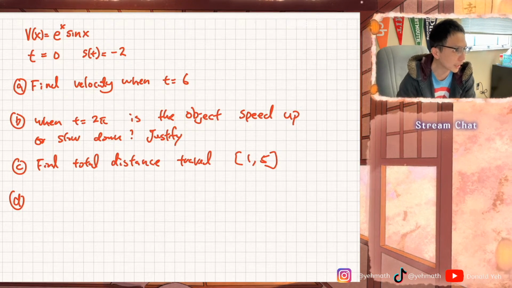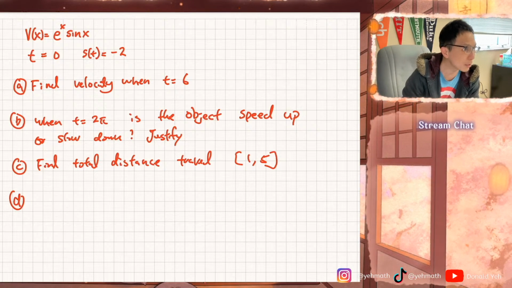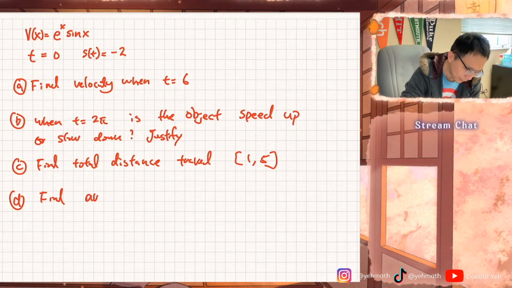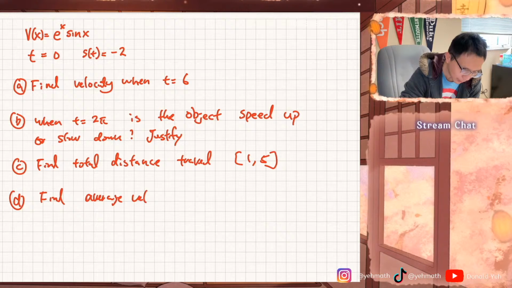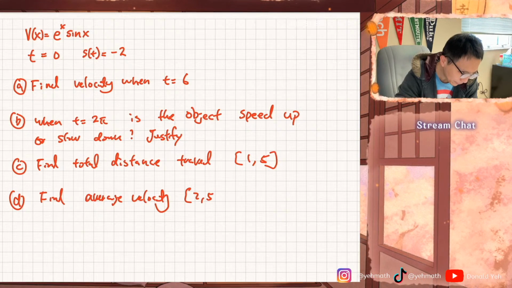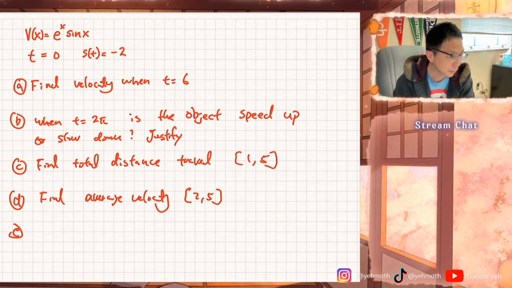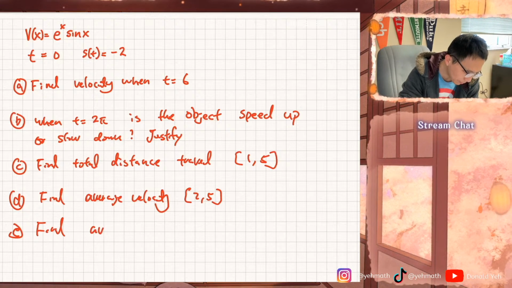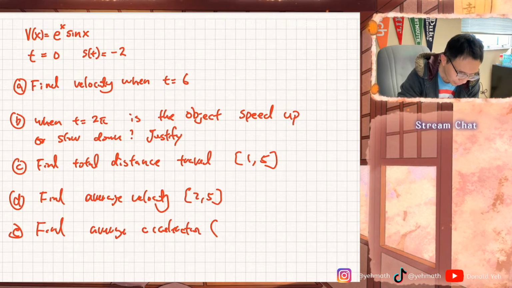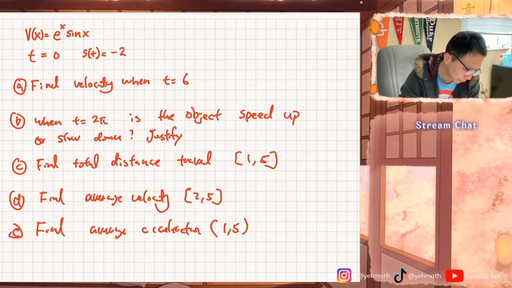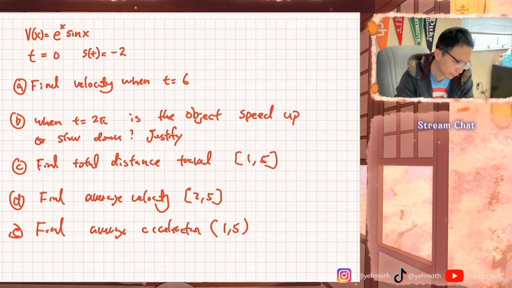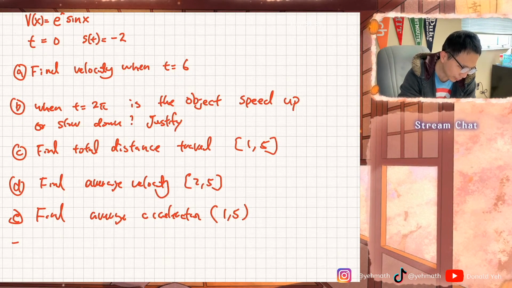Okay, so do you know how to find the total distance traveled? Can you find average velocity? Can you find average velocity between 2 to 5? E. Can you find average acceleration between 1 to 5? Okay, so now, can I slow down? Sure. Scroll down.